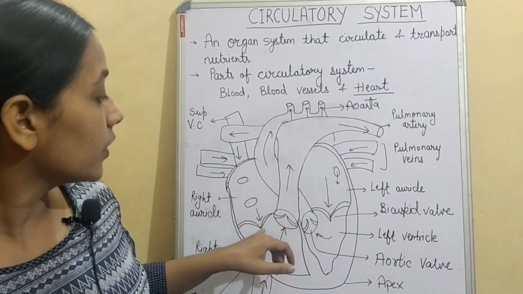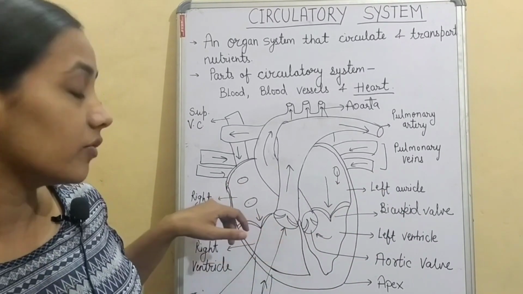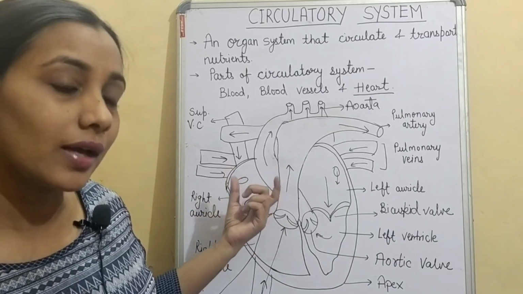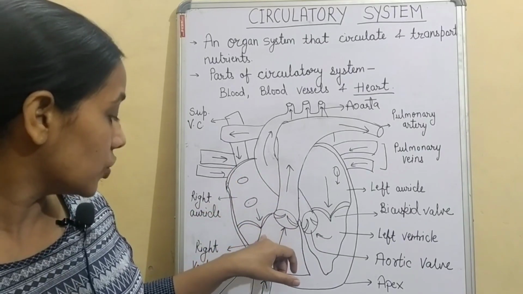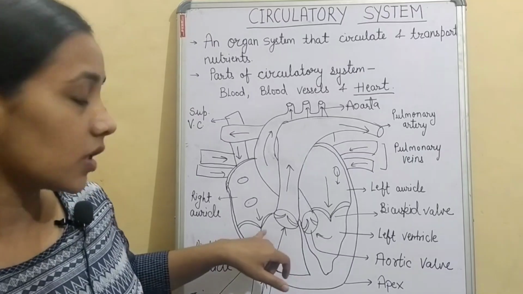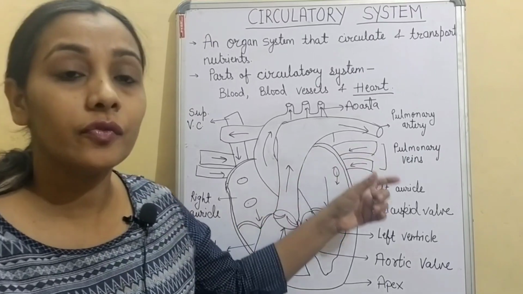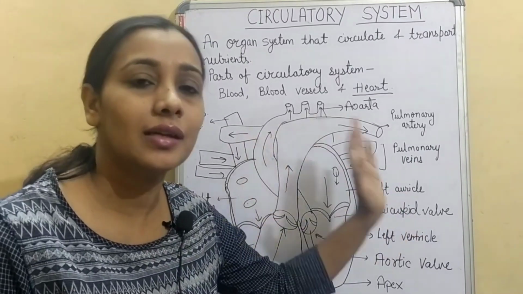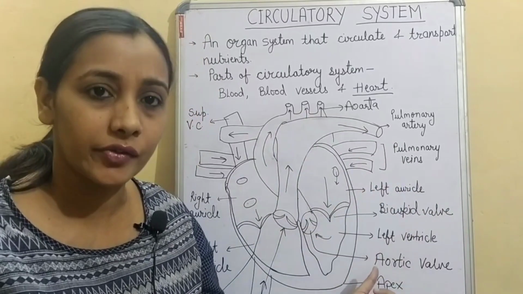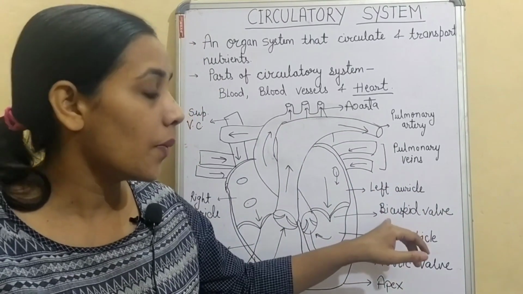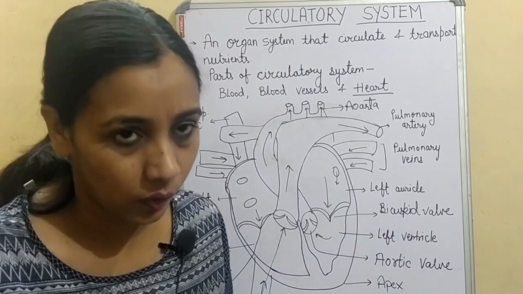Again, according to the location, we have given the names. So if the valve is present on the right side between auricle and ventricle, it is known as tricuspid valve, and if the valve is present on the left side between auricle and ventricle, it is called bicuspid valve.